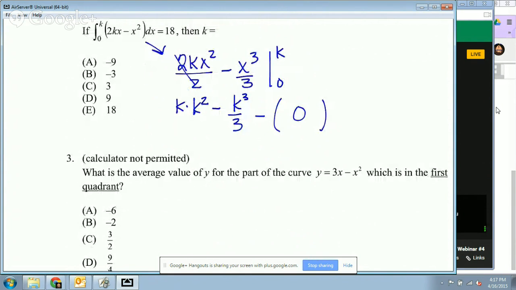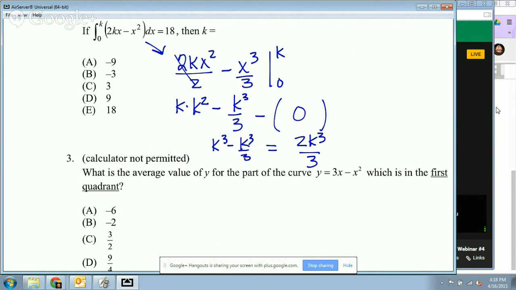I've got k cubed minus k cubed over 3. That's equal to 2k cubed over 3. Great. Like, I got that, but what do I do with it? I'm going to go back and reread the problem again.